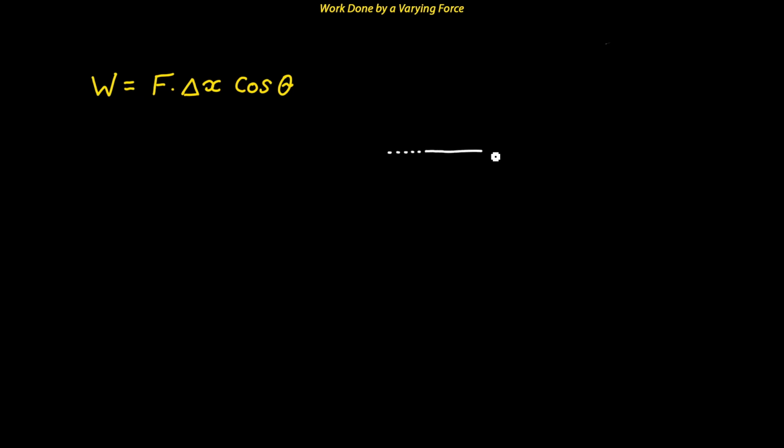So imagine we have a particle being displaced along the x-axis under the action of a force that varies with the object's position. And I've drawn a little diagram here where the initial position is x sub i, and its final position will be x sub f, and we've got our force vector here.